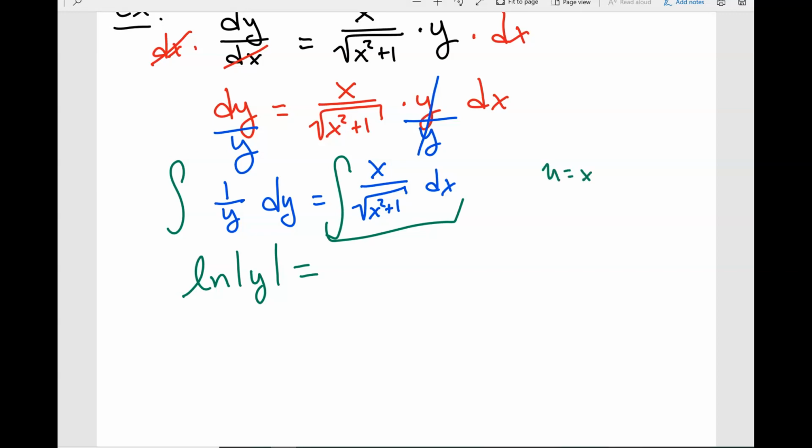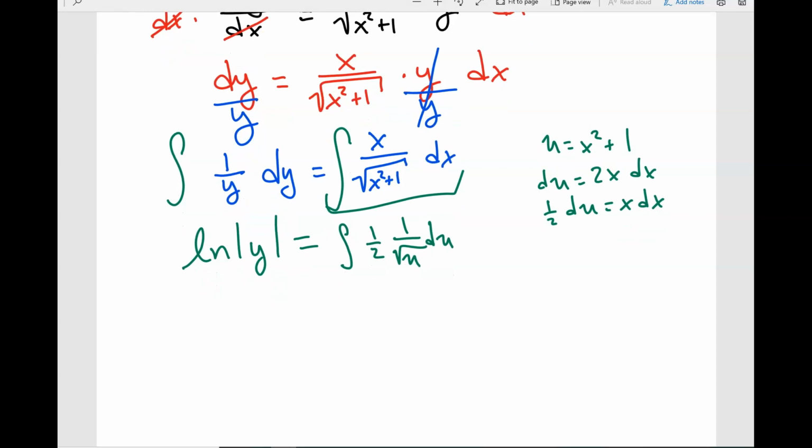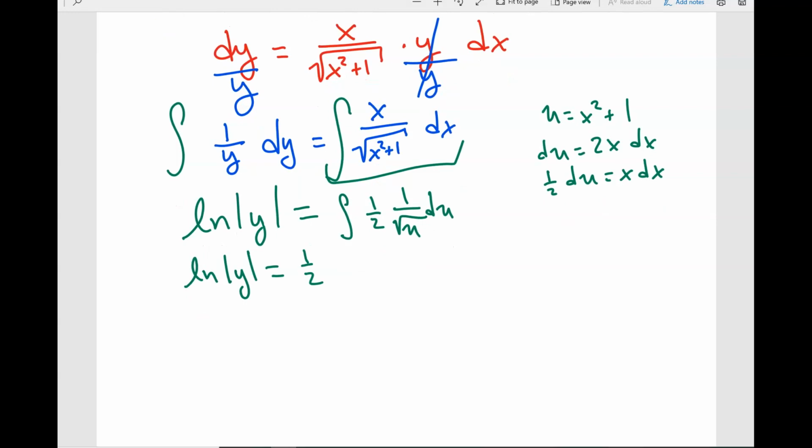So u is equal to x squared plus 1. So the derivative is going to be equal to 2x dx. So I have 1/2 du is equal to x dx. So what I'm going to have is the integral of x dx is just equal to 1/2 du, and then you have divided by the square root of the bottom part, which is going to be u. So I'm going to have ln of the absolute value of y is equal to, let me bring out the 1/2, the integral. This square root can be to the 1/2 power, and when I bring it to the top, it'll be u to the negative 1/2 du.